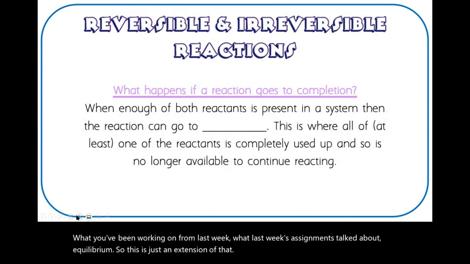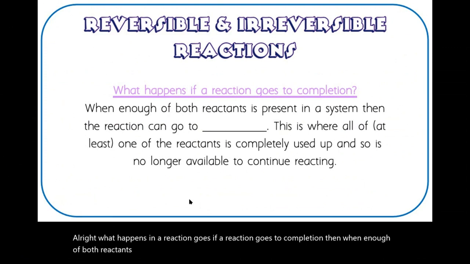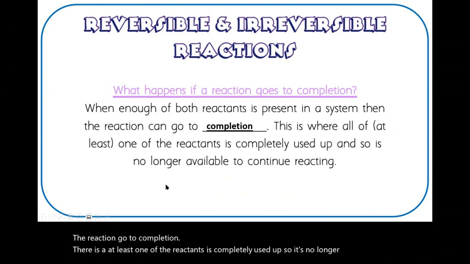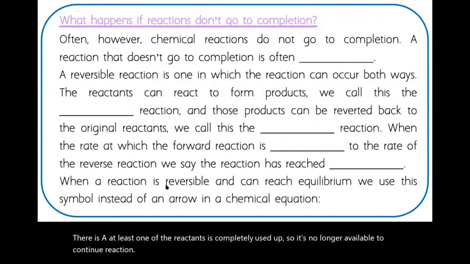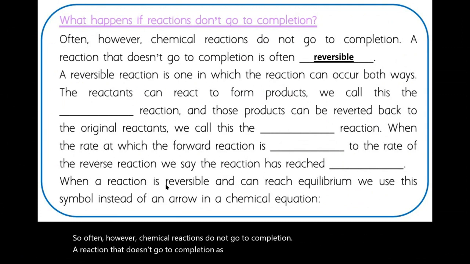All right. What happens if a reaction goes to completion? When enough of both reactants are present and the reaction goes to completion, at least one of the reactants is completely used up, so it's no longer available to continue the reaction. Often, however, chemical reactions do not go to completion. A reaction that doesn't go to completion is often reversible.